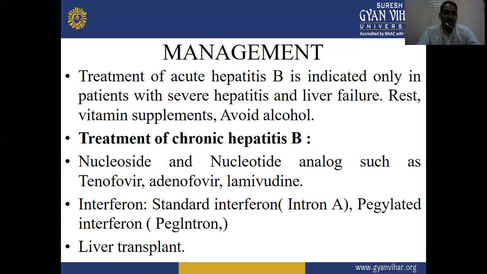Nucleosides are the structural subunit of nucleic acids such as DNA and RNA, and nucleotides are the building blocks of nucleic acid. DNA and RNA are composed of a nitrogenous base, a 5-carbon sugar like ribose and deoxyribose, and at least one phosphate group. Next one is interferons.